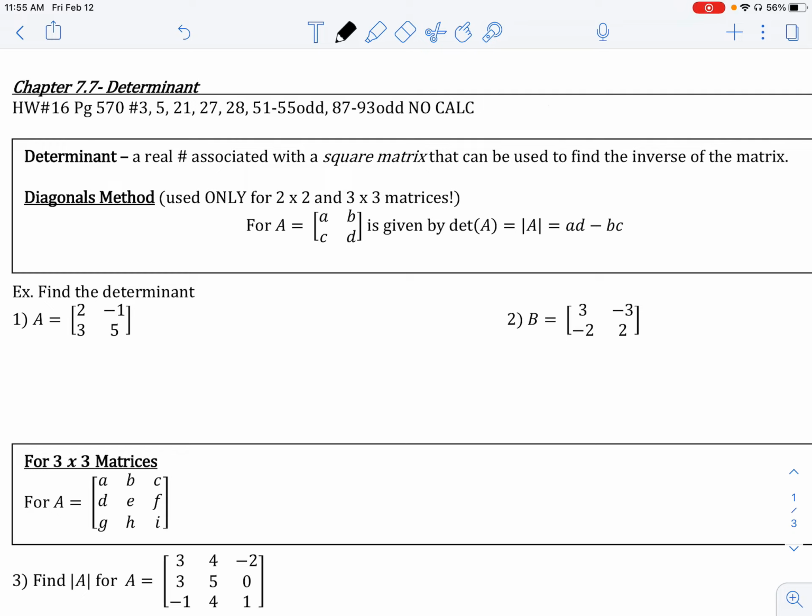So don't be too worried just yet about what the inverse of the matrix looks like. This is just going to be a necessary skill for us to learn to be able to find that inverse of that matrix later on. So the determinant is simply this real number.